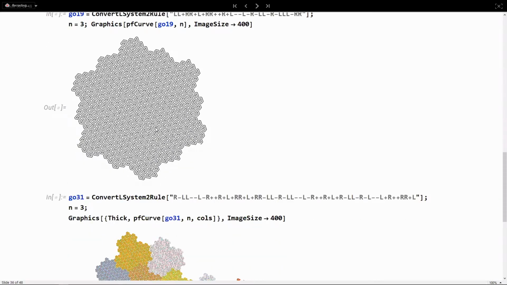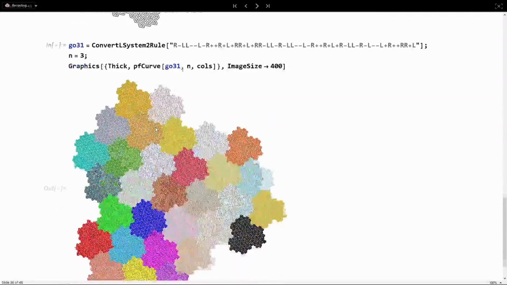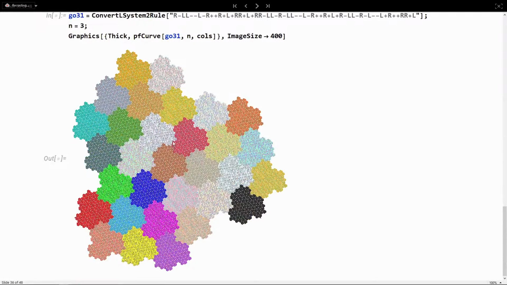Here's various L systems of different sizes, and here's a really large one. Here's the 31 Gosper curve with 31 copies, making a tiling. And each one of these is similar to the outside shape. So here's a way of dividing a particular fractal shape into 31 copies of itself.